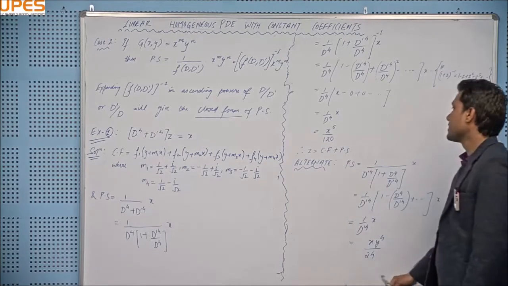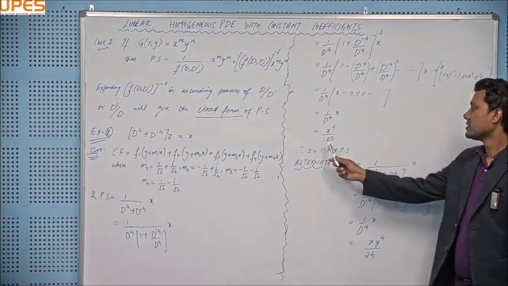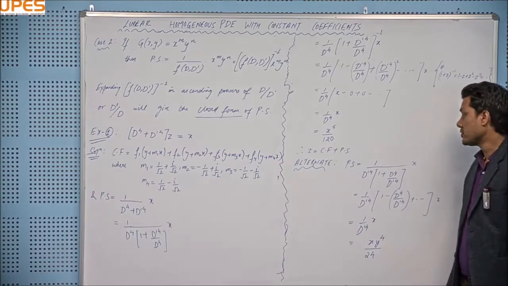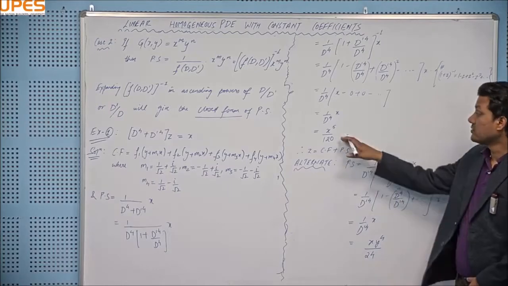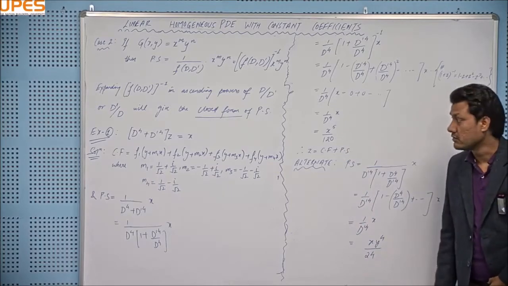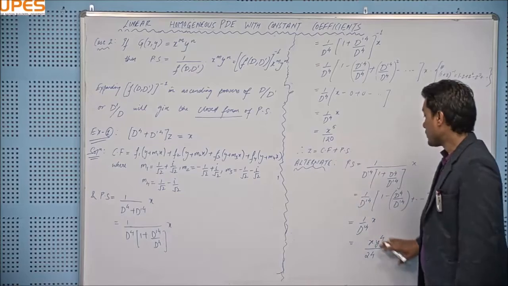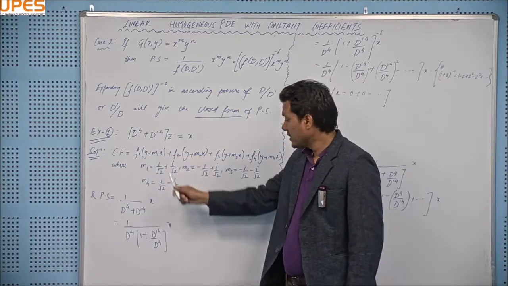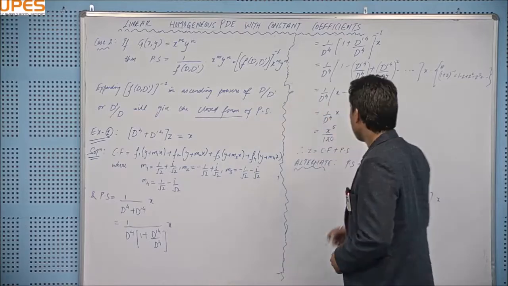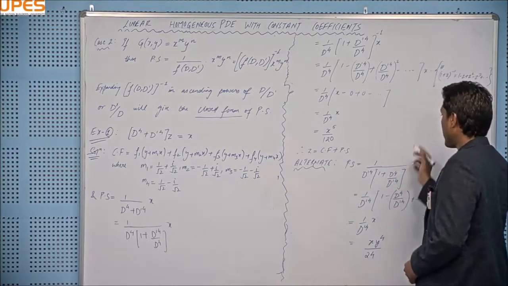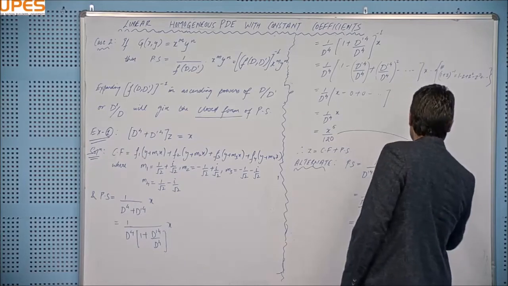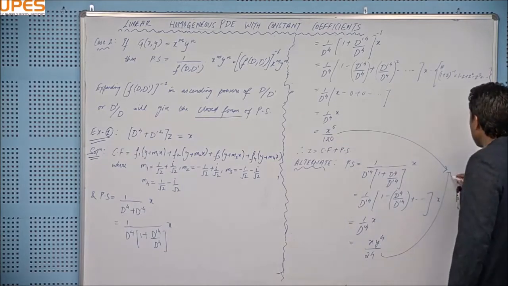In that case, this is the particular solution, and see the difference. This is x to the power 5, and this is xy to the power 4 by 24. And these are indeed different particular solutions, but they both satisfy this equation. Yes, right? You will try it yourself. I should write it here.